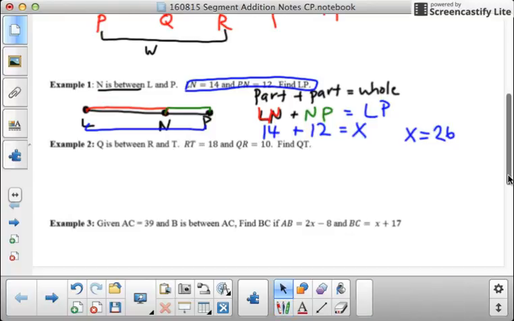So try the next one. Pause your video. Make sure you can try the next one all on your own.